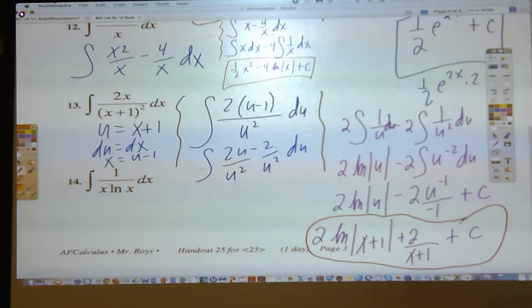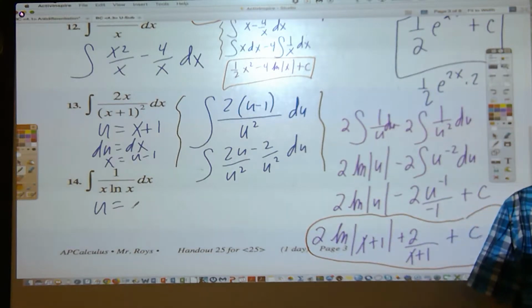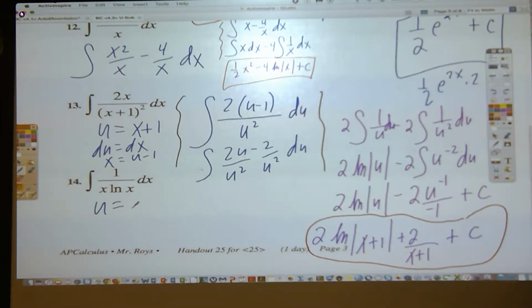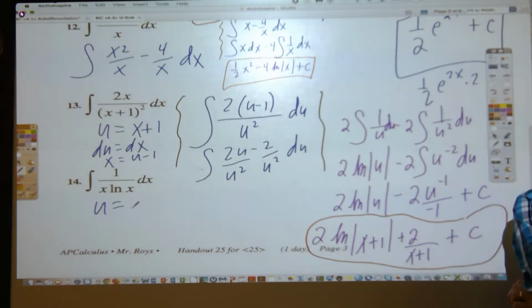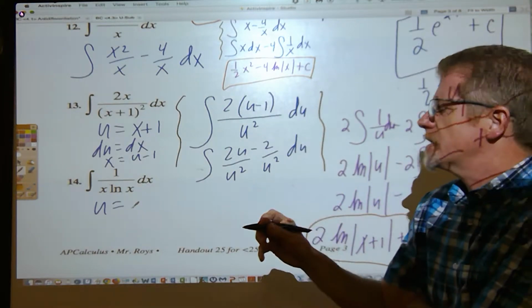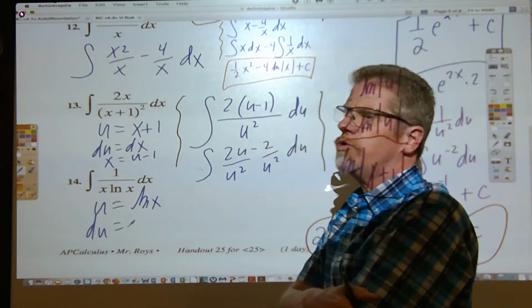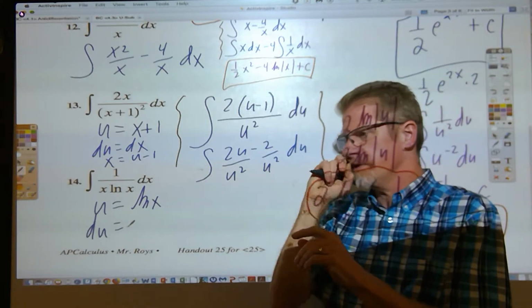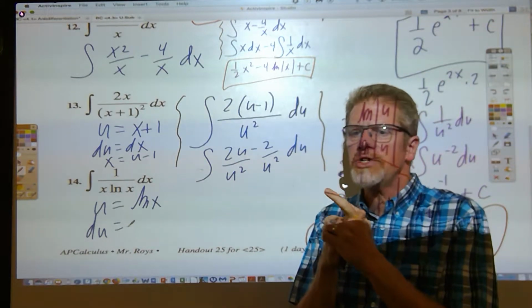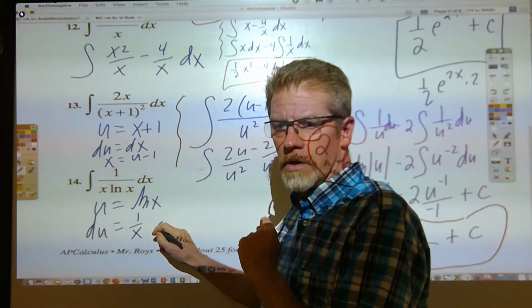Now, 14 looks scary, but if you make the right u substitution, it comes out nicely. What do you recommend we let u equal on number 14? All right, Elijah. Natural log x. Well, let's consider that. Is that a good idea? If u is natural log x, can someone give me the du expression? Let's see if this fits first of all. If u is natural log x, what would du equal? Crystal? 1 over x dx.